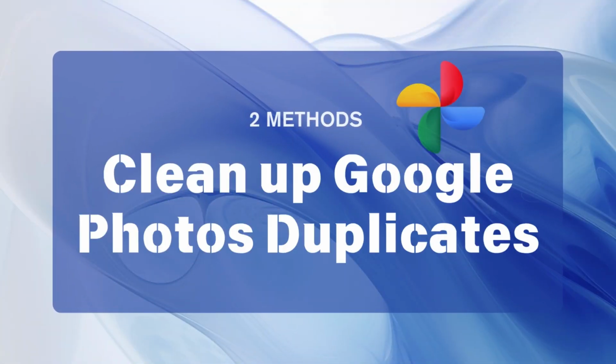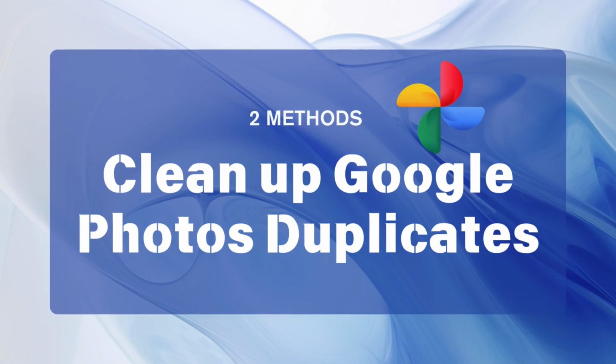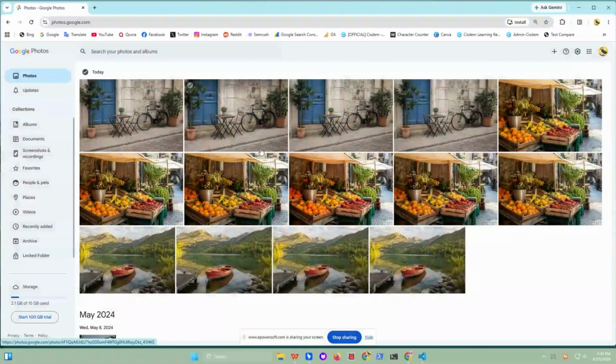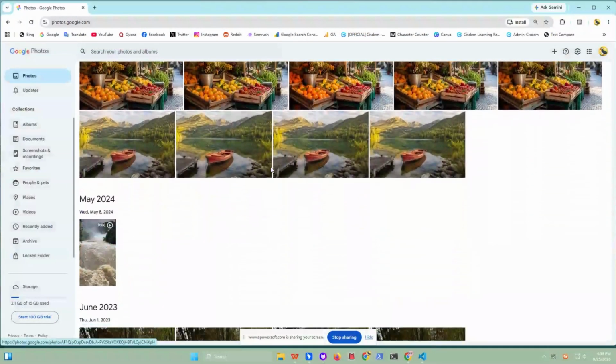I'm demonstrating on Windows, but the steps are almost the same on a Mac. Use this first method for a few duplicates. Open Google Photos in a browser on your computer and sign in. Start in the main Photos view.